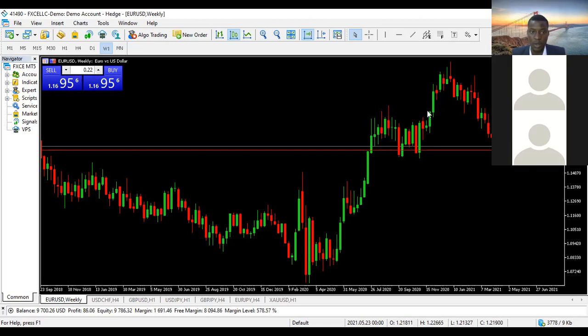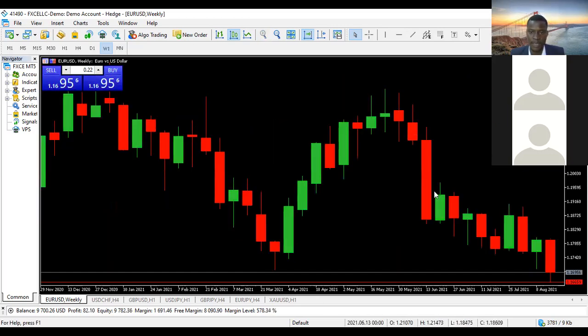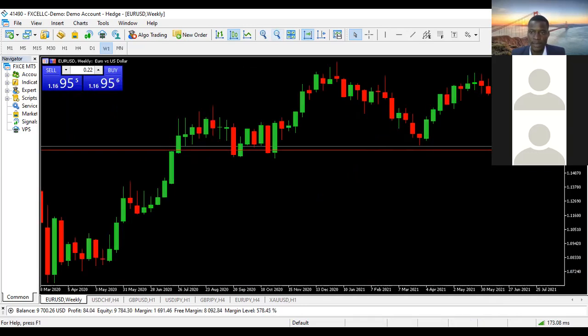Now I decide to change the color to red and green. Each of these things you see here is called a candlestick. The red candlestick means a bearish candlestick, a sell candlestick, meaning the price is dropping. The green one is a buy candlestick, meaning the price is going up. This white line you are seeing here is the current price. It's always moving if you are connected to the internet.